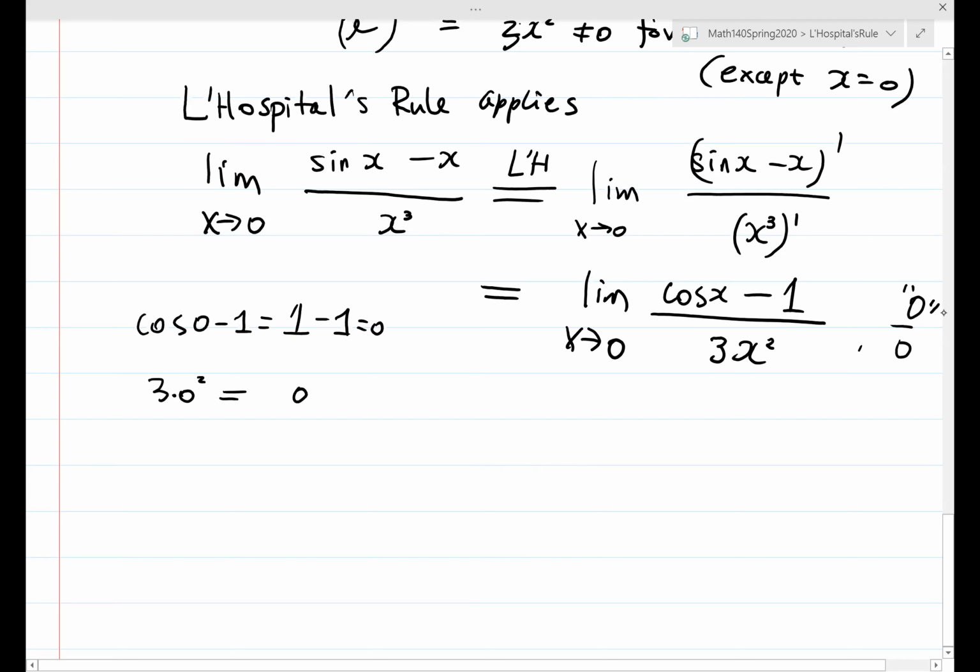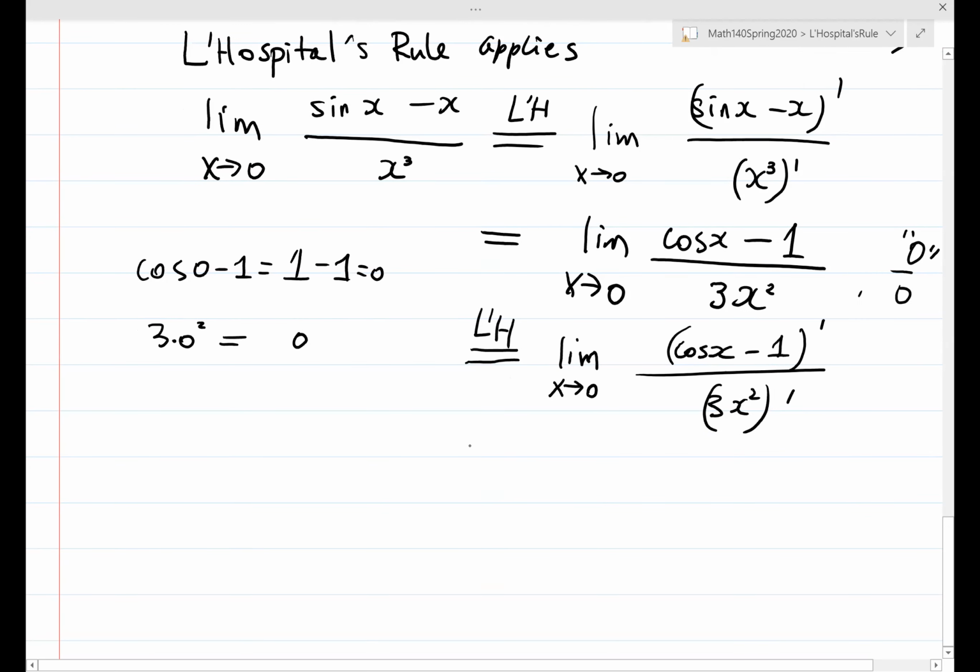In this situation, we apply L'Hopital's rule. You can easily check that L'Hopital's rule applies. The denominator and numerator are differentiable, and the derivative of the denominator does not vanish for x near a, not equal to a. Here a is 0. So we apply L'Hopital's rule. Sometimes we may apply L'Hopital's rule several times, a couple of times. So we apply L'Hopital's rule again.